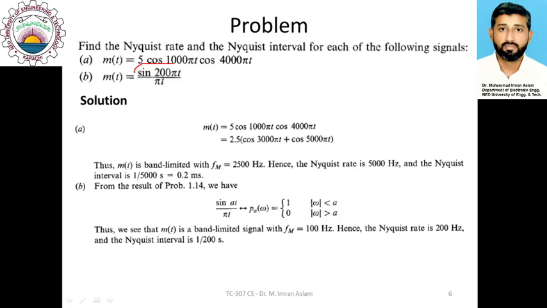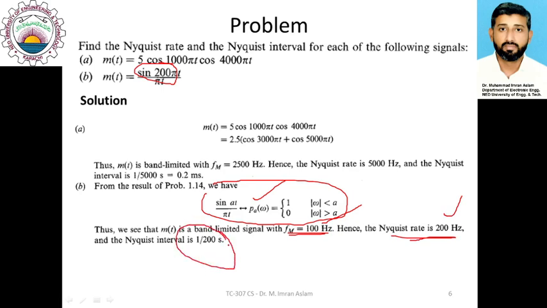Similarly, for this function, 200 pi t, in the frequency domain it is represented as a rectangular function. So this signal is band limited. You can see from the frequency here, it has a band limited frequency of 100 Hertz. So because the maximum frequency content in the signal is 100 Hertz, we can say that the Nyquist rate is double of that maximum frequency, which is 200 Hertz, and the Nyquist interval is 1 over 200 seconds.